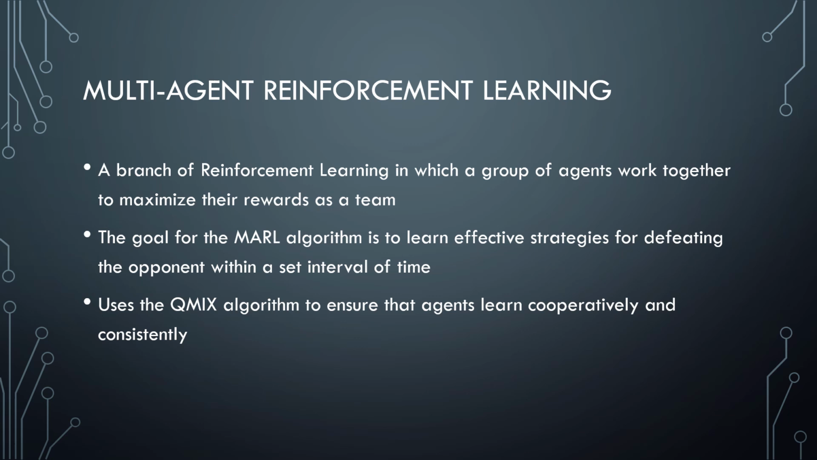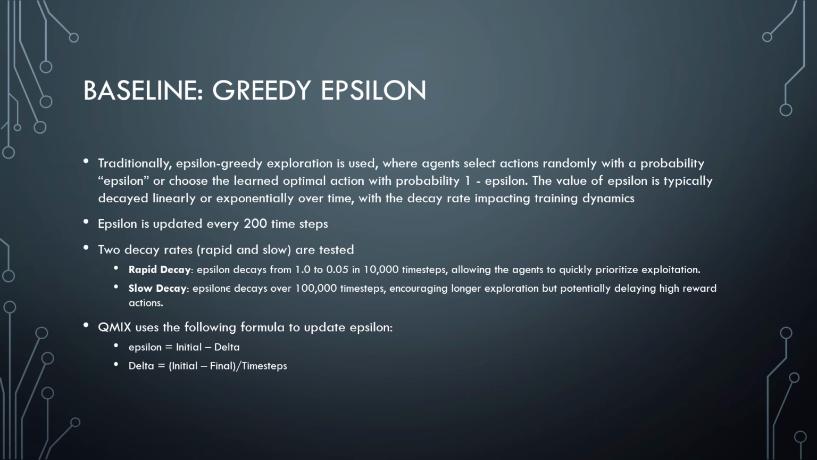The goal of the multi-agent reinforcement learning algorithm is to learn effective strategies for defeating the opponent within a set interval of time. To achieve this, the QMix algorithm is used to ensure that agents learn cooperatively and consistently. QMix traditionally uses the greedy epsilon method for exploration, where 1 minus epsilon is the probability that the model will take the optimal action, and epsilon is the probability that the model will take an explorative action.